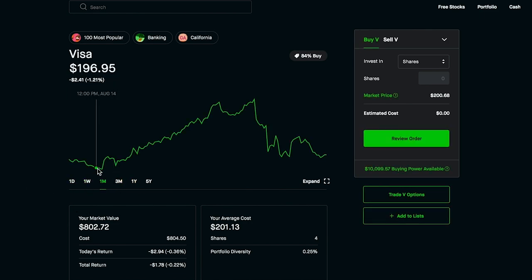I would really like to buy Visa a little bit cheaper than $200, but honestly, where it's at right now, it still is underneath my average cost. I'll continue to grab a few more shares of Visa over the next few days.